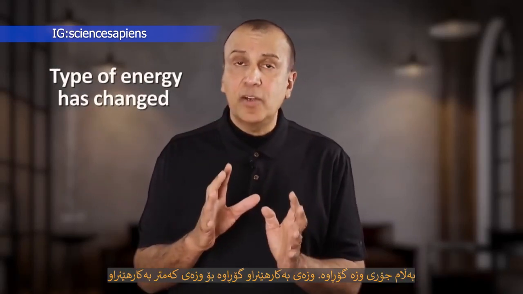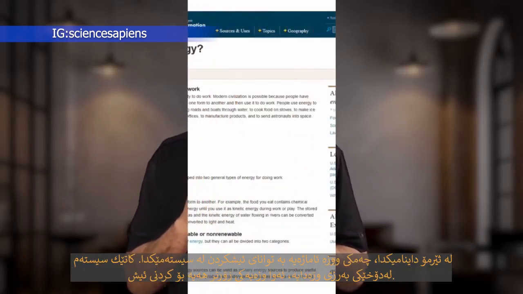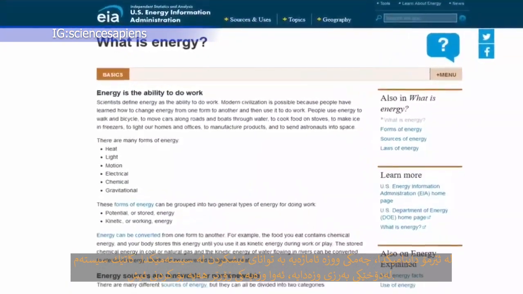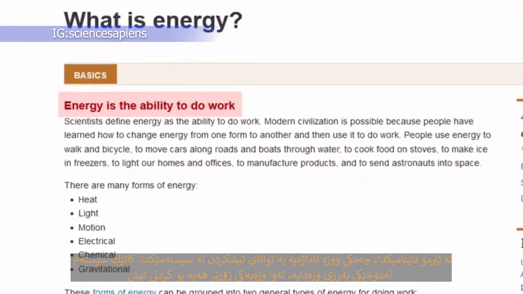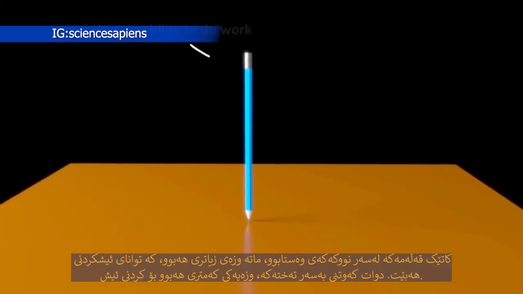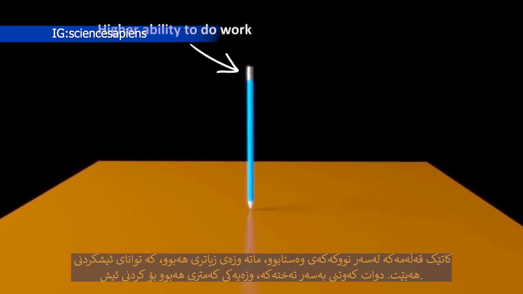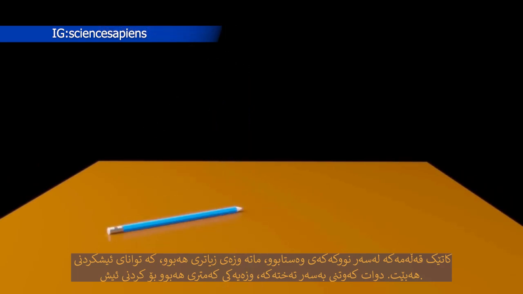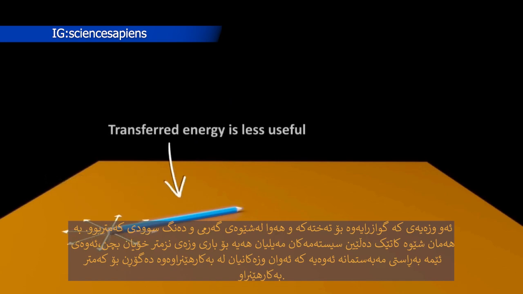What's really happening is that although energy is conserved, the type of energy has changed. Useful energy has converted to less useful energy. In thermodynamics, the term energy refers to the ability of a system to do work. When a system is at a high energy state, it has more energy available to do work. When the pencil was standing on its tip, it had more potential energy. That is, it had more ability to do work. After it hit the table, it had less energy available to do work. The energy that transferred to the table and air in the form of heat and sound is less useful.